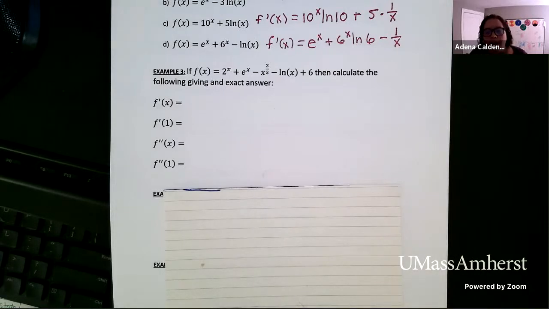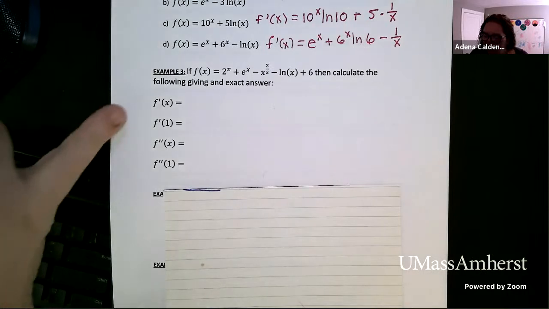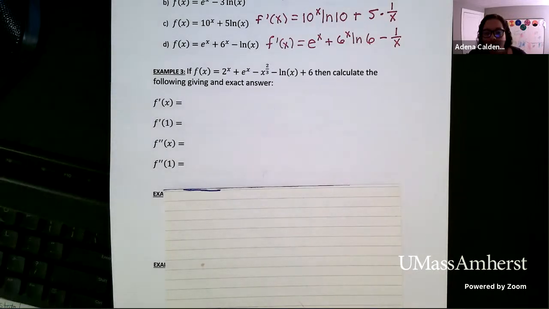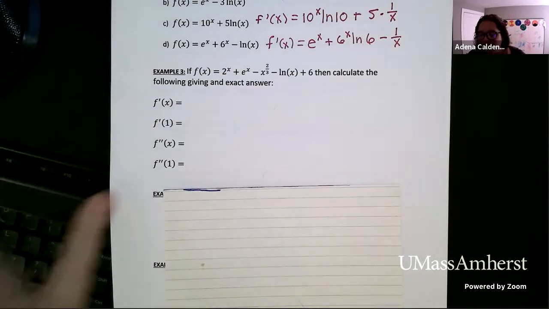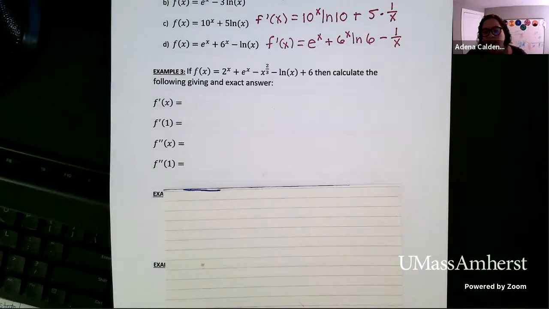So we're going to do a little practice on exactness and derivatives all in this problem. So I'm going to give you about 3.5 minutes. Again, find the first derivative, then plug in 1, then the second derivative, and plug in 1. Okay, try that out, and then we'll go through it together in about 3 to 4 minutes.